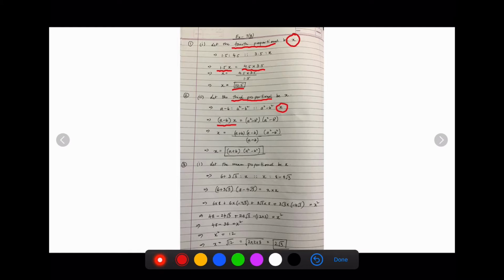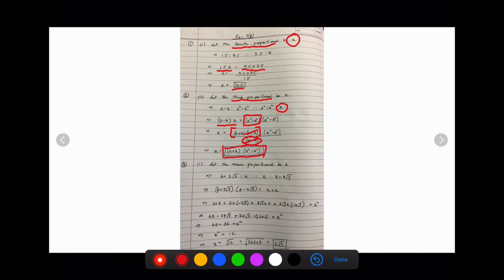So moving a minus b to the other side, it will come in the denominator. And then if you expand one of these terms, a square minus b square, as a plus b into a minus b, the advantage of this is you can cancel the a minus b term from both numerator and denominator, so that the final answer you can write as a plus b into a square minus b square.